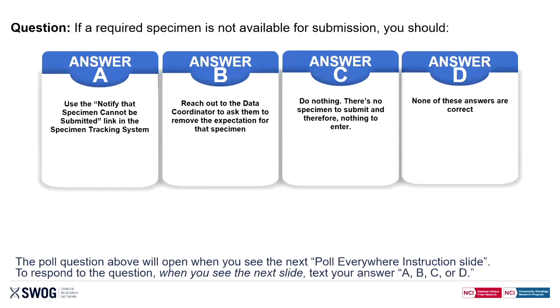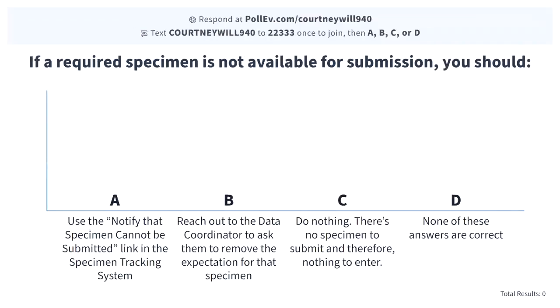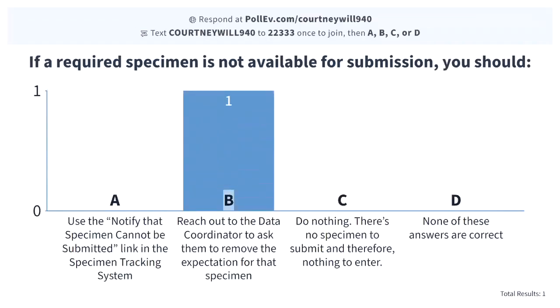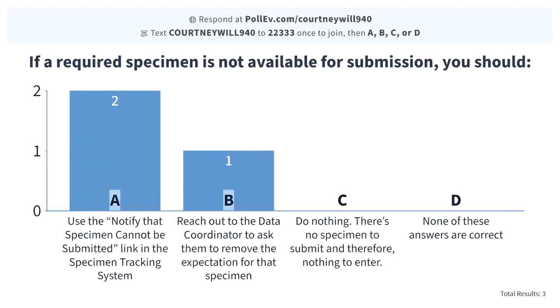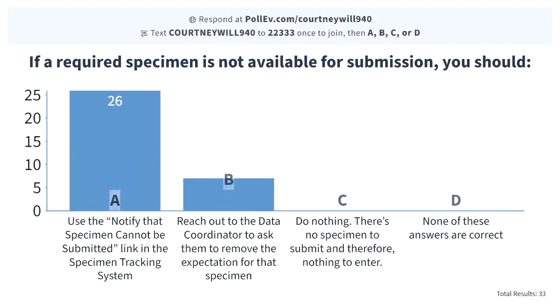Next question, better luck this time. If a required specimen is not available for submission, oh boy, you should know this answer. A, use the notify that specimen cannot be submitted link in the SpecTrack system. B, reach out to the data coordinator to ask them to remove the expectation for that specimen. C, do nothing, there's no specimen to submit and therefore nothing to enter. Or D, none of these answers are correct. Give you a second to answer.